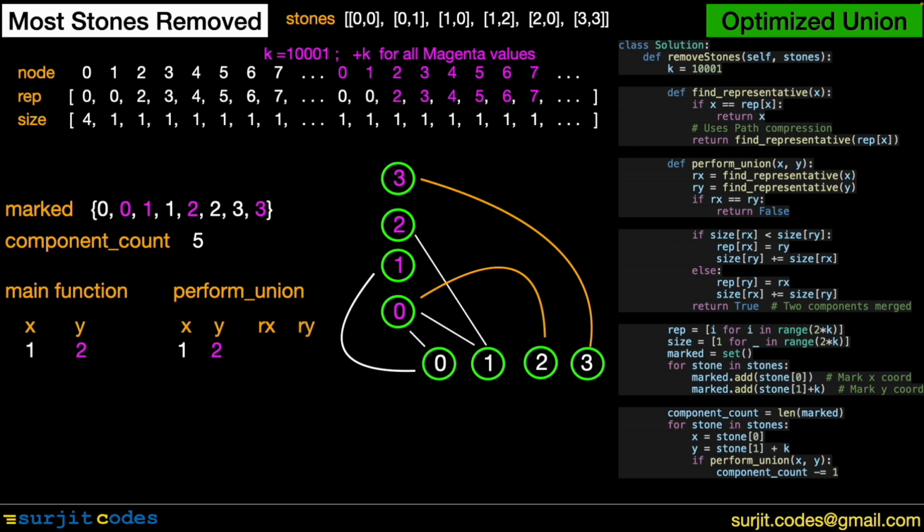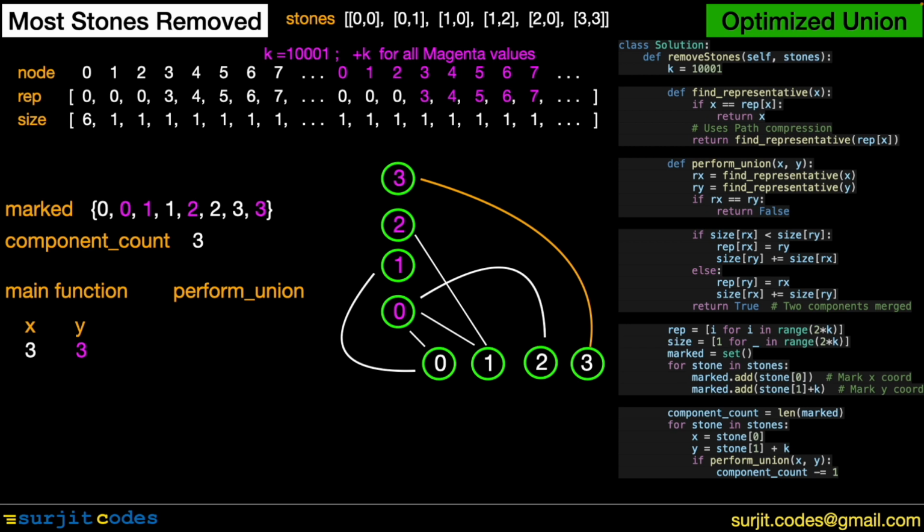For next stone, x, y values are 1 and k plus 2. Representatives of 1 and k plus 2 are 0 and k plus 2. Union converts representative of k plus 2 to 0, size of 0 becomes 5, and component count becomes 4. For stone 2, 0, x, y are 2 and k, for which rx, ry are 2, 0. After union, representative of 2 becomes 0, whose size becomes 6, and component count becomes 3.